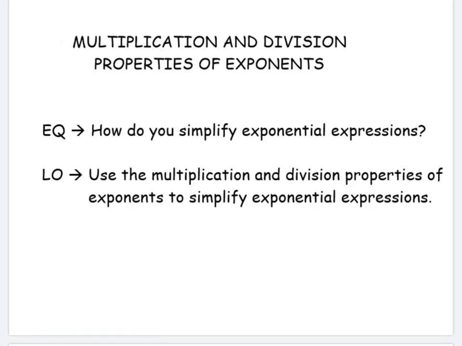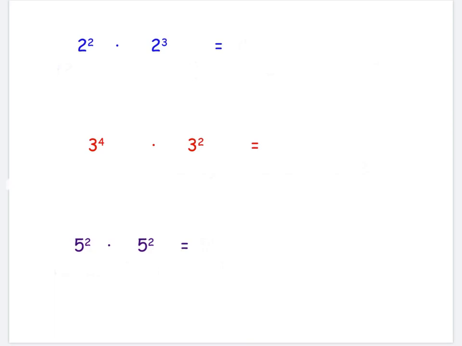This lesson is going to look at the multiplication and division property of exponents. So let's take a look. If we had 2 squared times 2 cubed, 2 squared means 2 times 2, and 2 cubed means 2 times 2 times 2. We know that we're going to be multiplying them all together. Well, we still have 2 as our base, but how many 2's do we have? We have 1, 2, 3, 4, 5. So our answer should be 2 to the 5th power.